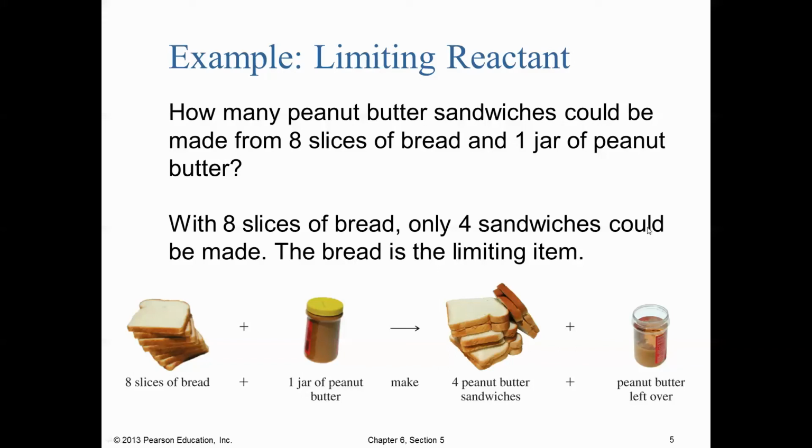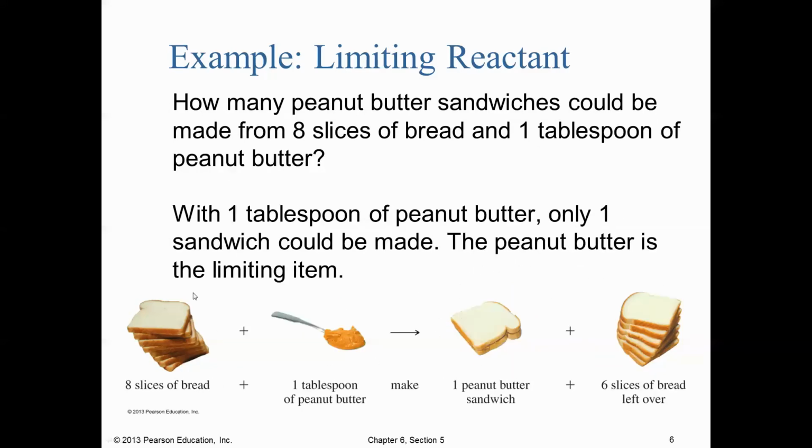So they give this kind of fun and silly example of if we're making peanut butter sandwiches. Let's say that we have 8 slices of bread and 1 jar of peanut butter, and let's say that our sandwiches are defined as being 2 slices of bread and 1 tablespoon of peanut butter. Once we've made 4 sandwiches, we're out of bread and our sandwich making reaction stops. It doesn't matter how much peanut butter we have left. Once we're out of bread, we can't make more sandwiches.